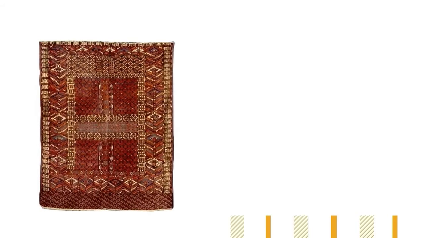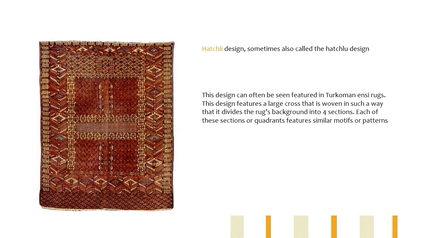Another design that is used in Turkmen rugs, though not as frequently as the gull motifs, is the Haçlı design, sometimes also called the Haçlı design. This design can often be seen featured in Turkmen ensi rugs. Ensi rugs were not used to cover floors like other rugs. Instead, these rugs were originally used to cover the door or the entrance of the nomad's den. This design features a large cross that is woven in such a way that it divides the rug's background into 4 sections. Each of these sections, or quadrants, features similar motifs or patterns.